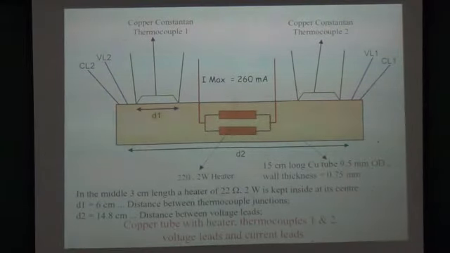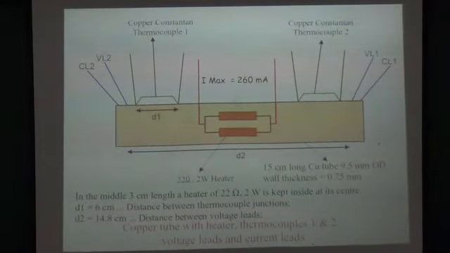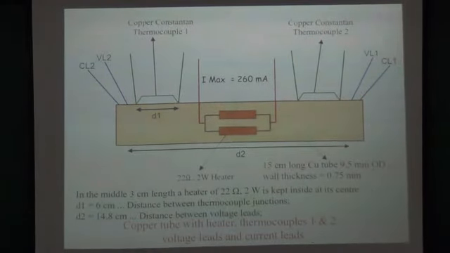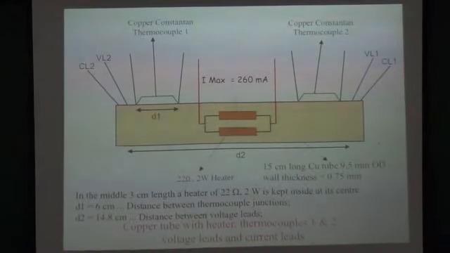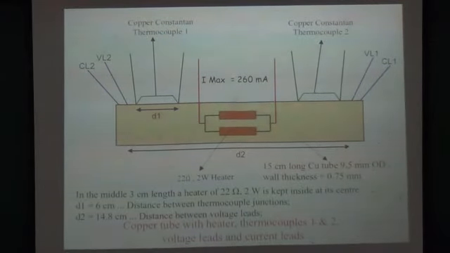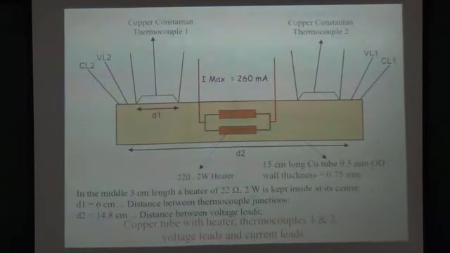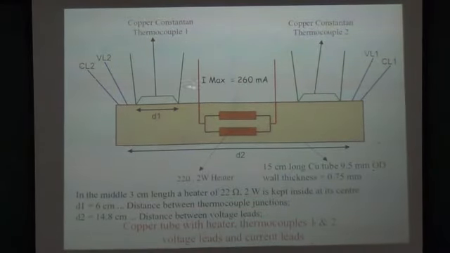These are nothing but if you take 2 dissimilar materials, join them together, keep one end at the hot temperature, make one end hot and the other cold, some thermo EMF gets generated, and that thermo EMF gives the information about the temperature, or it gives the temperature difference. So here we have a copper constantan thermocouple.